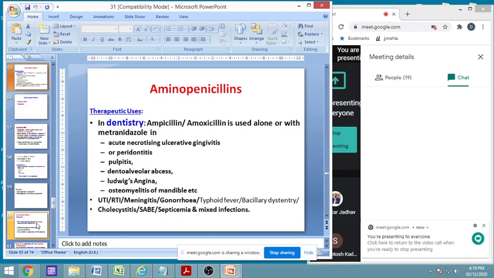Then aminopenicillins are used in many places, in almost all infections. In dentistry, they are used alone or with metronidazole in ulcerative gingivitis, that is pus in the gums, periodontitis, pulpitis, dentoalveolar abscesses, Ludwig's angina, osteomyelitis of the mandible. These are all dental uses. Then various urinary tract infections, respiratory tract infections, meningitis, gonorrhea, typhoid, bacillary dysentery, cholecystitis, septicemia, and mixed infections. These are used in such conditions.